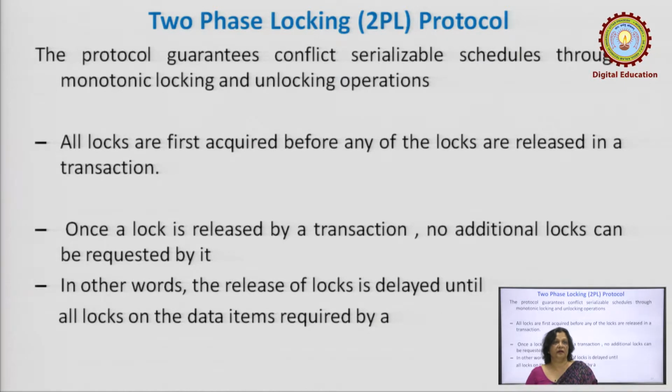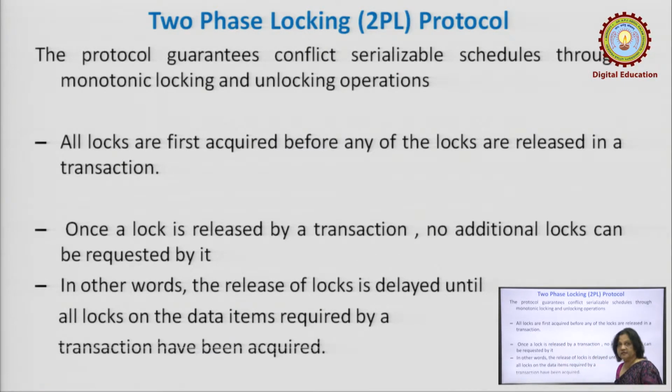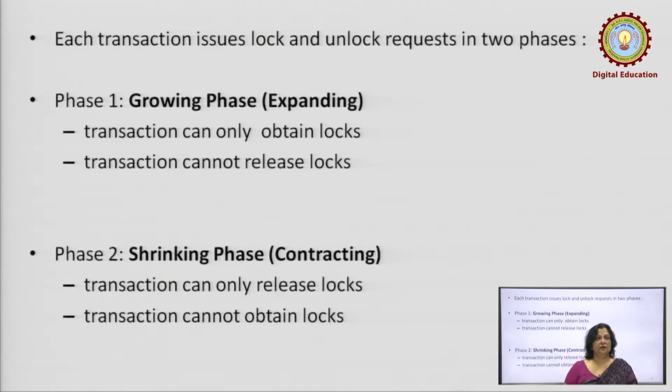Or we can say that the release of locks is delayed until all the locks are acquired by the transaction. So, we can define the two-phase locking protocol as consisting of two phases: phase 1, which is called the growing phase or the expanding phase, and phase 2, which is called the shrinking phase or the contracting phase.